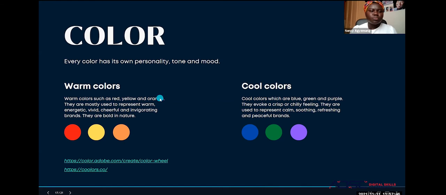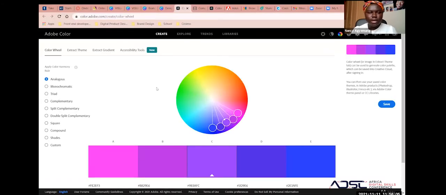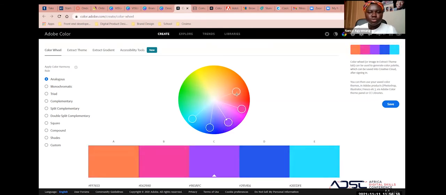So to be able to find colors for your brand, you can always use Adobe Color or Coolors. Let me show you how this works by going into Adobe Color. So when you go onto the website of Adobe Color, this is what you find. Here you can find the color wheel. You can always move it to suit the ones you want, depending on the personality, the tone, and the mood of the brand, as I have already mentioned.